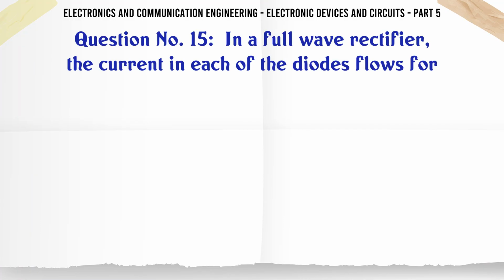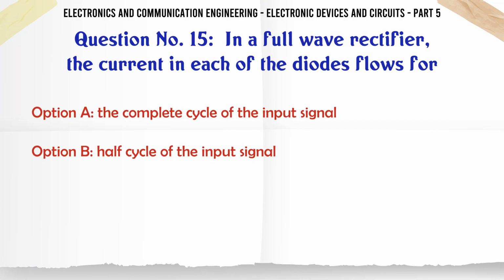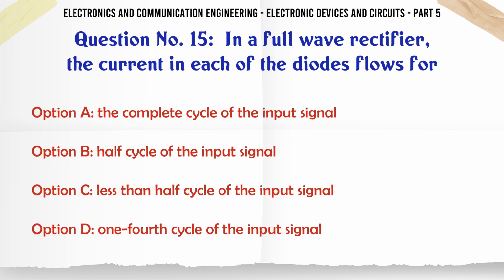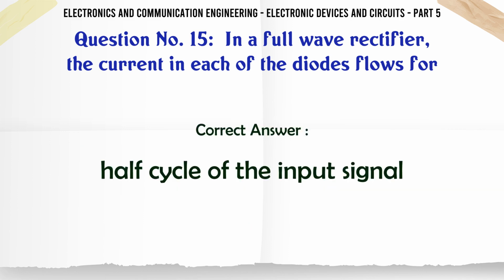In a full wave rectifier, the current in each of the diodes flows for A: The complete cycle of the input signal, B: Half cycle of the input signal, C: Less than half cycle of the input signal, D: 1/4 cycle of the input signal. The correct answer is half cycle of the input signal.